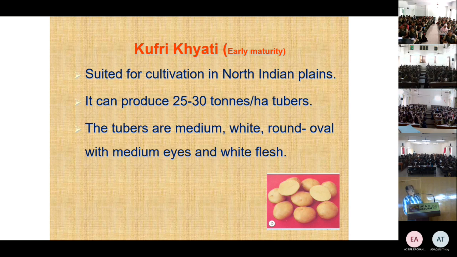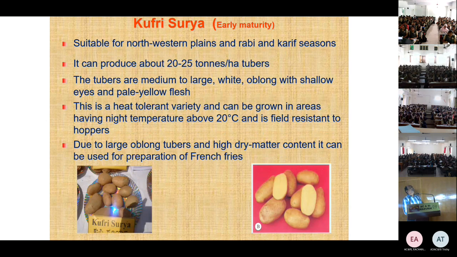The tubers are medium white, round oval with medium eyes and white flesh. Kufri Surya is suitable for the northwestern plains, both for Rabi and Kharif seasons, producing 20 to 25 tons per hectare, with pale yellow flesh. This is a heat tolerant variety and can be grown in areas having a night temperature above 20 degrees centigrade, as well as field resistant to hoppers.